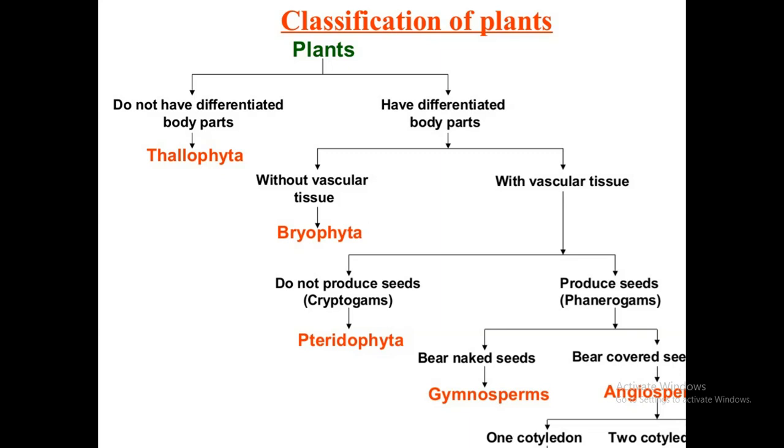तो अब seed के basis पे again division होता है, that is those which have naked seeds, the seed is not covered with any seed coat, or those have covered seeds. तो जिनमें covered seeds होता है they are angiosperms, and जिनमें naked seeds होती हैं these are gymnosperms. और angiosperms फिर divide होते हैं into monocot and dicot on the basis of the number of cotyledons the developing embryo has. So this is the complete classification of plants on different bases.